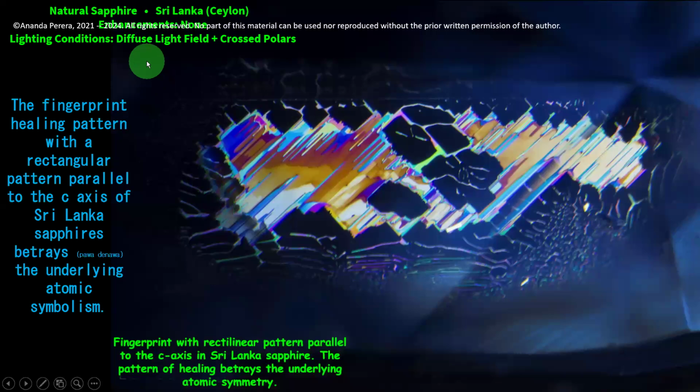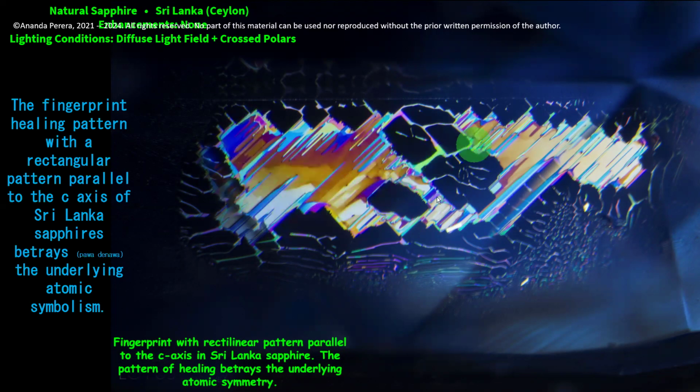Now, this is the first slide. The lighting conditions used here are light field plus crossed polars. These are the two lighting conditions we used. Then we can see a nice picture inside the fingerprint. This is the fingerprint, and inside it there is a healing pattern.